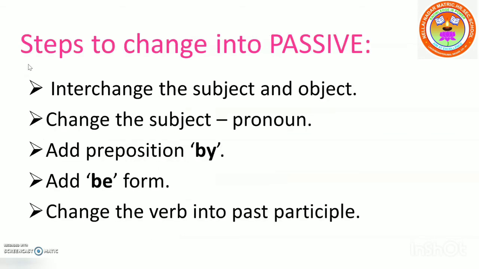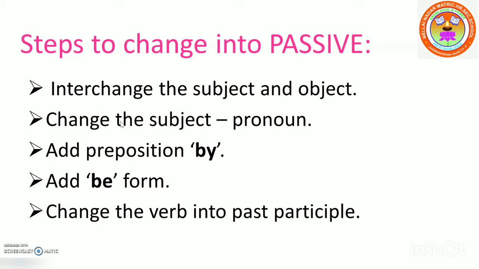Next, we will see the steps to change into passive voice. We must follow these steps before we change active into passive. First, interchange the subject and object. We should interchange the object into the place of subject and subject into the place of object in passive voice.